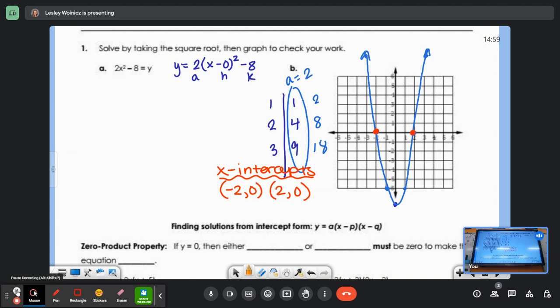We learned how to find them algebraically. The first one was taking the square root. So we had to set the y equal to 0 because those are the points we want. They have y's that are 0. If we're taking the square root, we're trying to get the squared part alone, so we're isolating x squared.